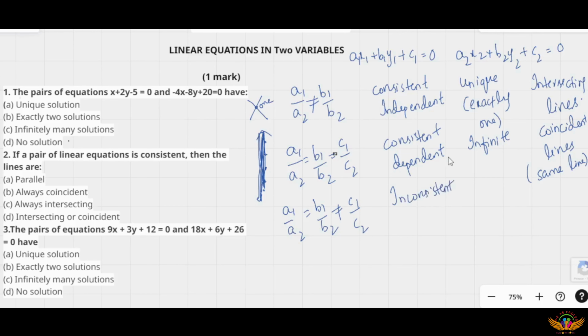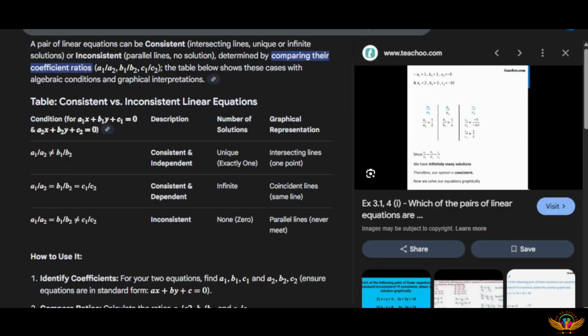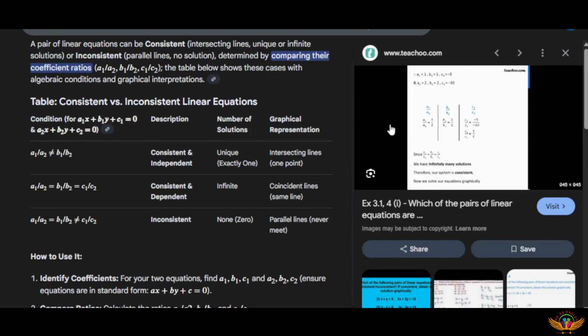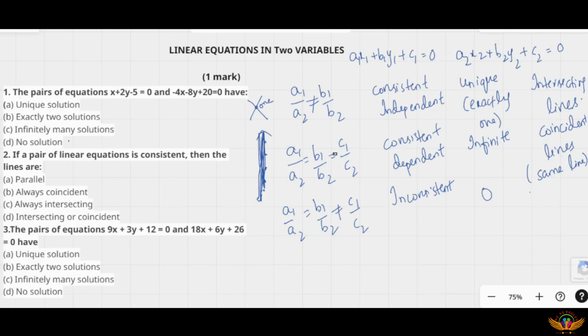Okay, when it is inconsistent, what will happen? Nothing. The number of solutions will be 0. Okay, and then what is the graphical representation? It has parallel lines. Nowhere the points will be matching. So how will the parallel lines be? They will be like this, right?